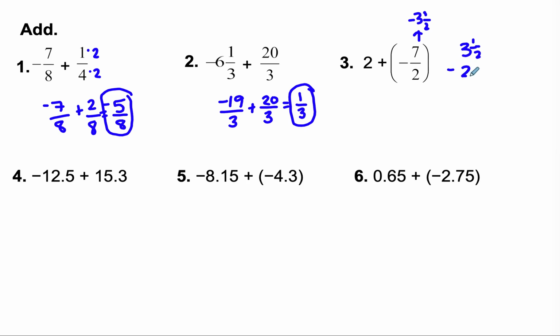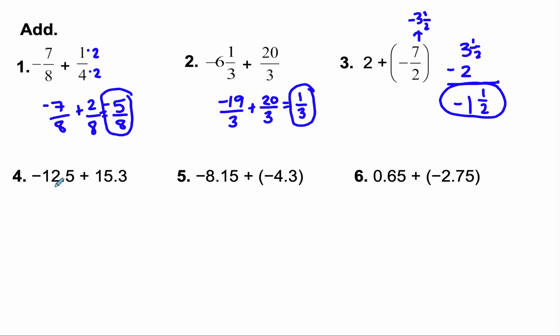Minus 2. 1/2 minus 0 is 1/2. 3 minus 2 is 1. I had more negatives, so my answer is negative. That one is going to be -1 and 1/2.